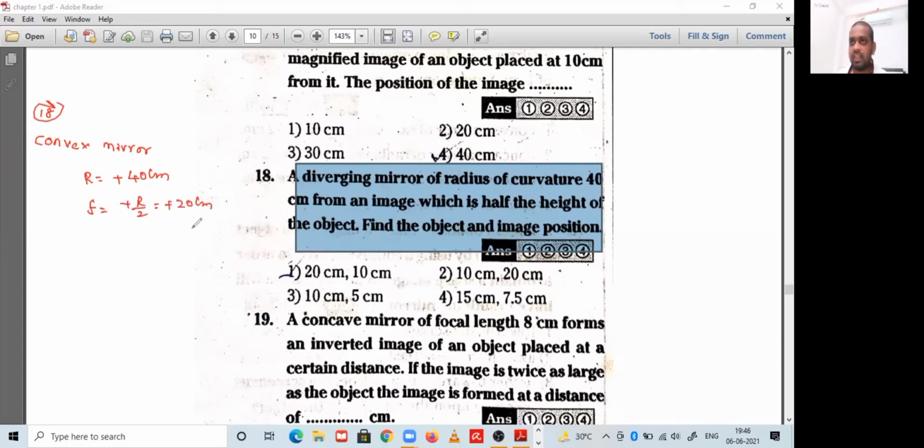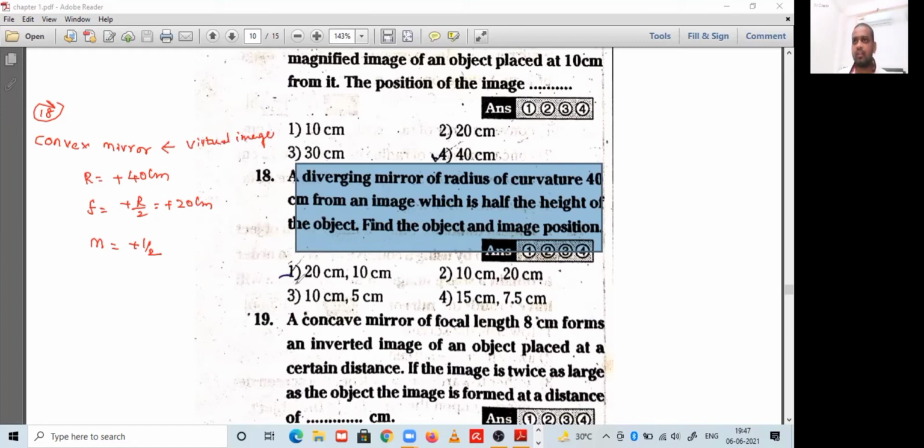And what is the data he had mentioned? Forms an image which is half the height of the object. So the magnification indirectly he mentioned is plus 1 by 2. Why? Because in case of a convex mirror, always a virtual image is formed. A virtual image will be formed.